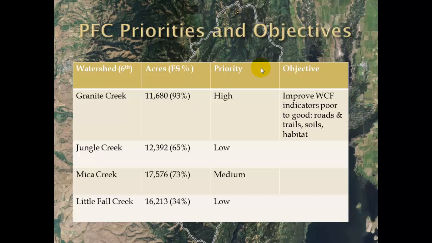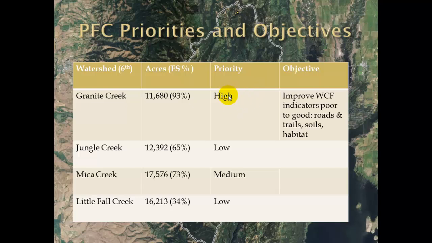And I'm providing this table as an example. First column is the watershed. The second column, I'm just capturing the acres again and the percent of the land area within the watershed that's owned by the Forest Service. A column to assign priority, and then an objective. And so I'm just offering one example here for Granite Creek, and I'm using that because of the dominant ownership by the Forest Service that this is a 6th-level watershed where you could easily justify restoration investments because the Forest Service does control much of the outcome for the condition of that watershed.